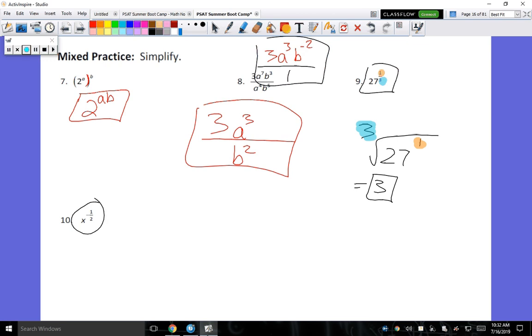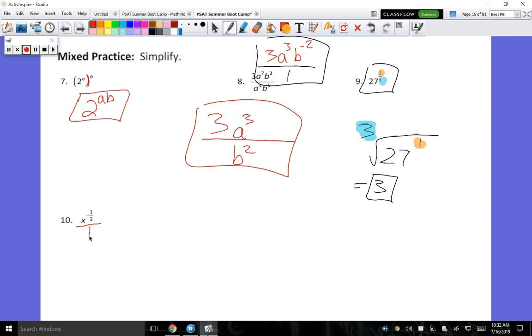Now, this was a little bit different. x to the -1/2. What would you suggest we do first? Anyone? So it is a negative power, right? Where I would probably want you to start would be put it into a fraction, make it into a fraction. It's over an understood 1.